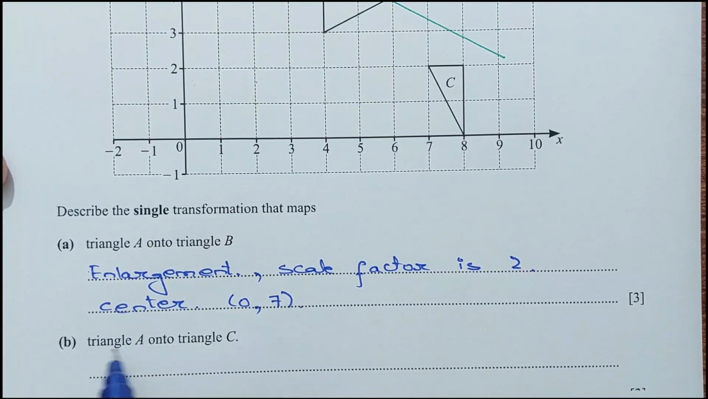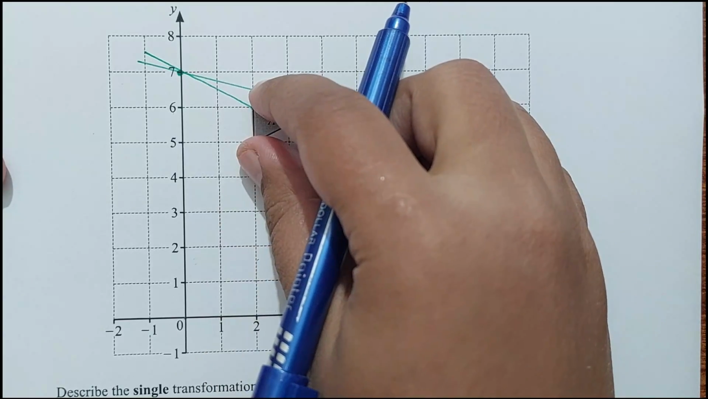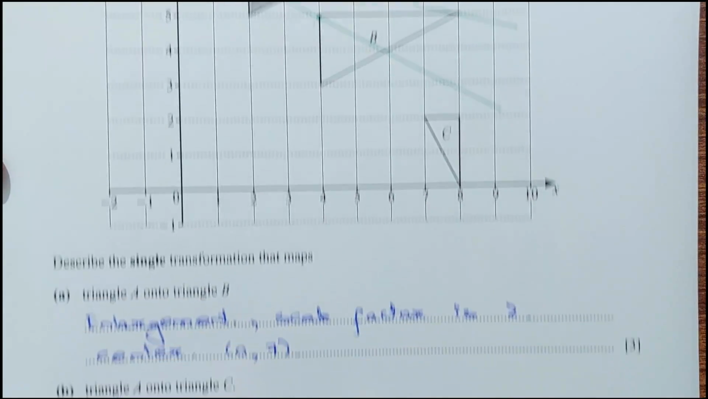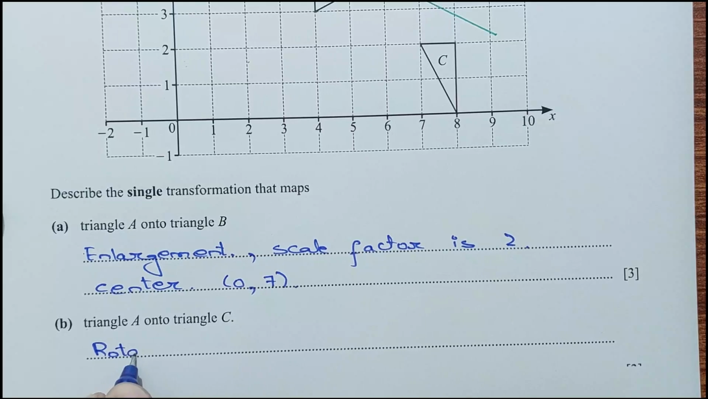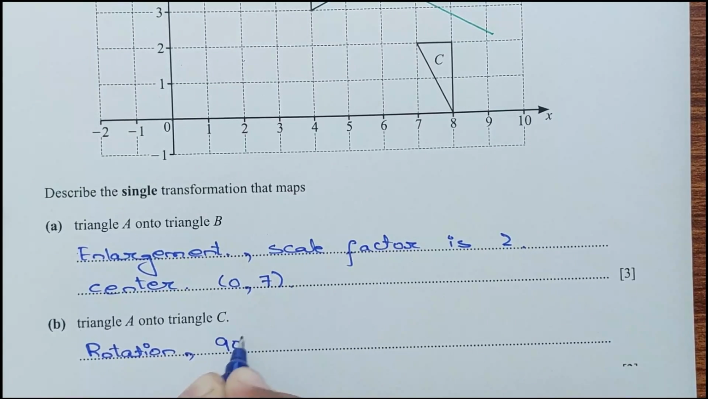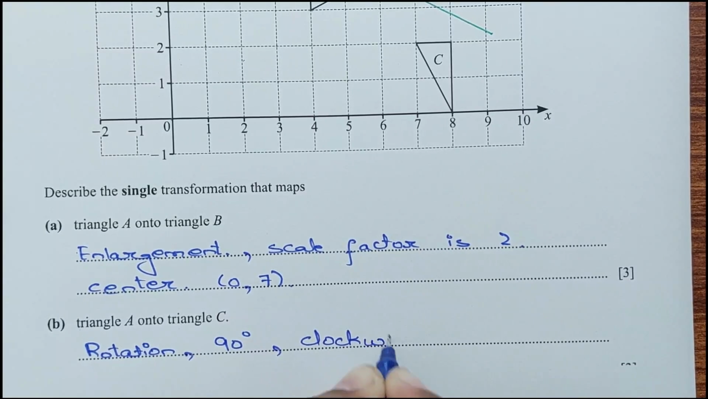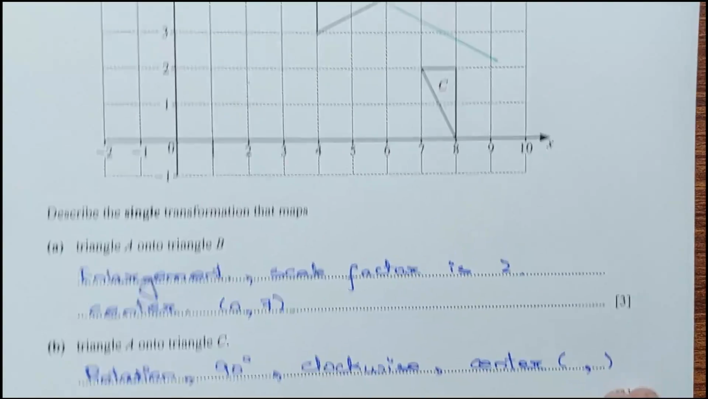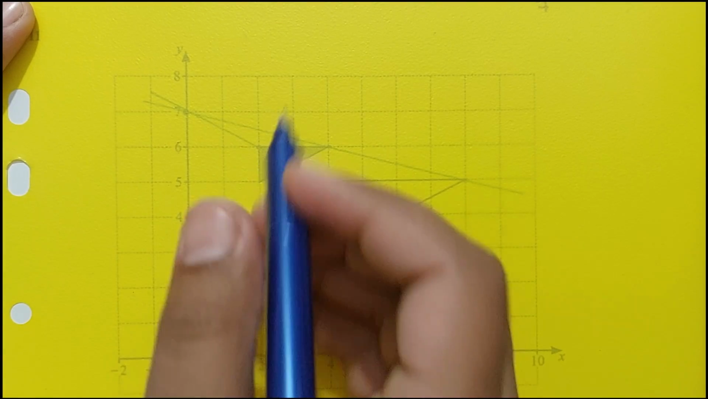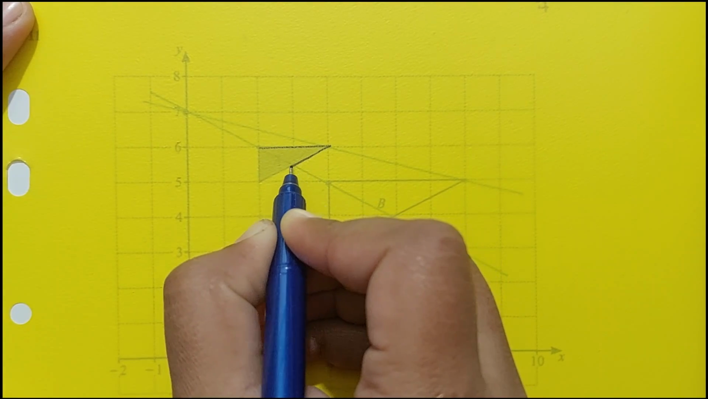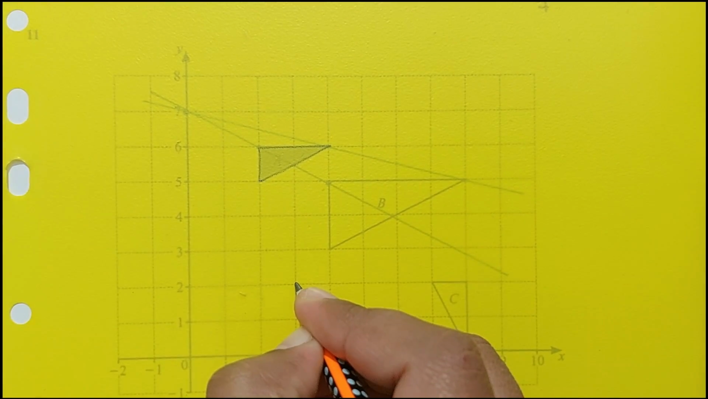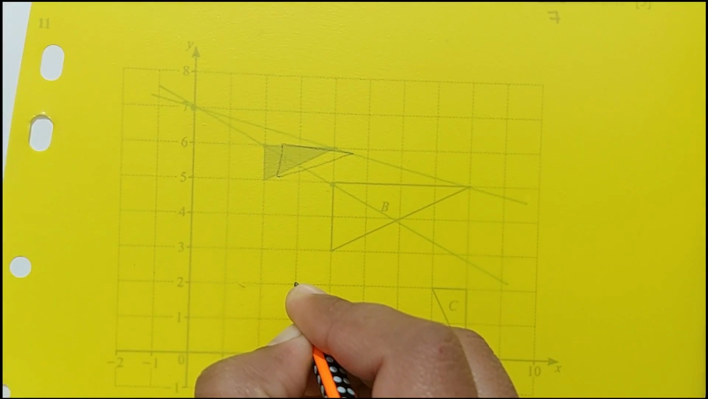Now for part B, triangle A onto triangle C. A to C is a rotation, 90 degrees clockwise. We have to find the center of rotation. For the center of rotation, let me use tracing paper here. Let me trace triangle A. We have to fix a reference point. Let's say fixing this 3, 2 and moving it 90 degrees clockwise.